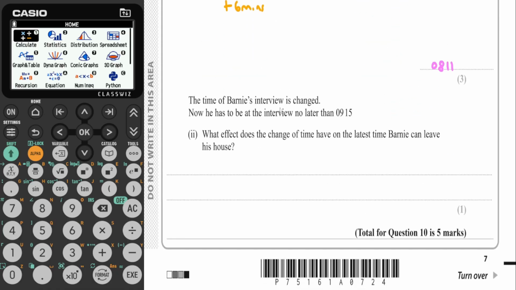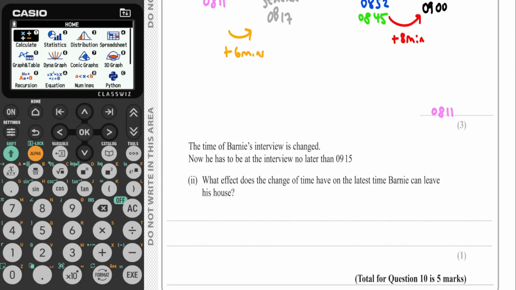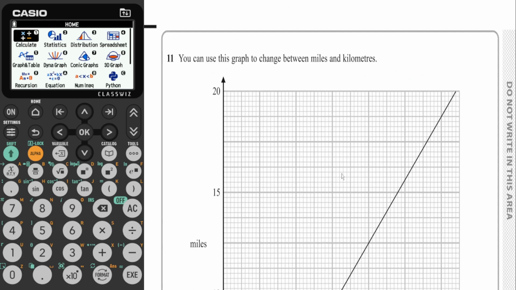The time of Barney's interview is changed. He now has to be at the interview no later than 9:15. What effect does the change of time have on the latest time Barney can leave his house? Well, there'll be no effect because he can still catch the same train. So there's no effect as he can catch the same train.